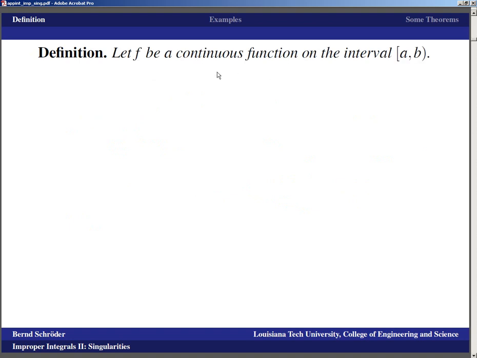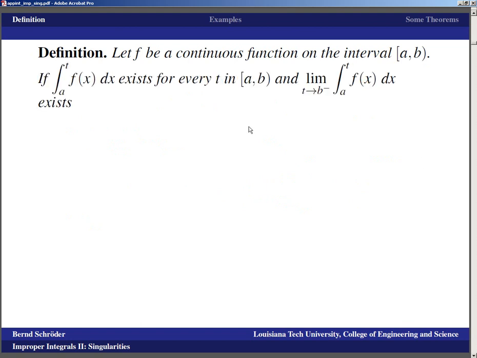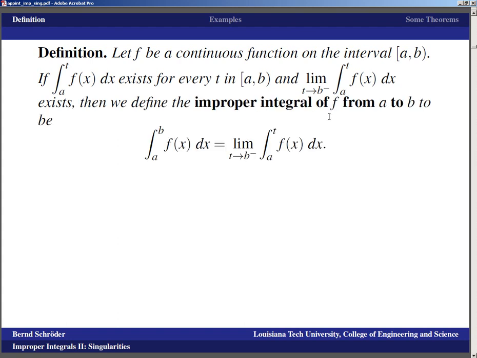Definition. Let's take a continuous function on an open interval from a to b, open on the right side, and so we're going to talk about singularities on the right end. Well, singularities on the left end are going to be very similar. If the integral from a to t of the function exists for every t in the interval from a to b, and if the limit as t goes to b from the left of all these integrals exists, then we define the improper integral from a to b of f of x dx to be the limit as t goes to b from the left of the integral from a to t of f of x dx.